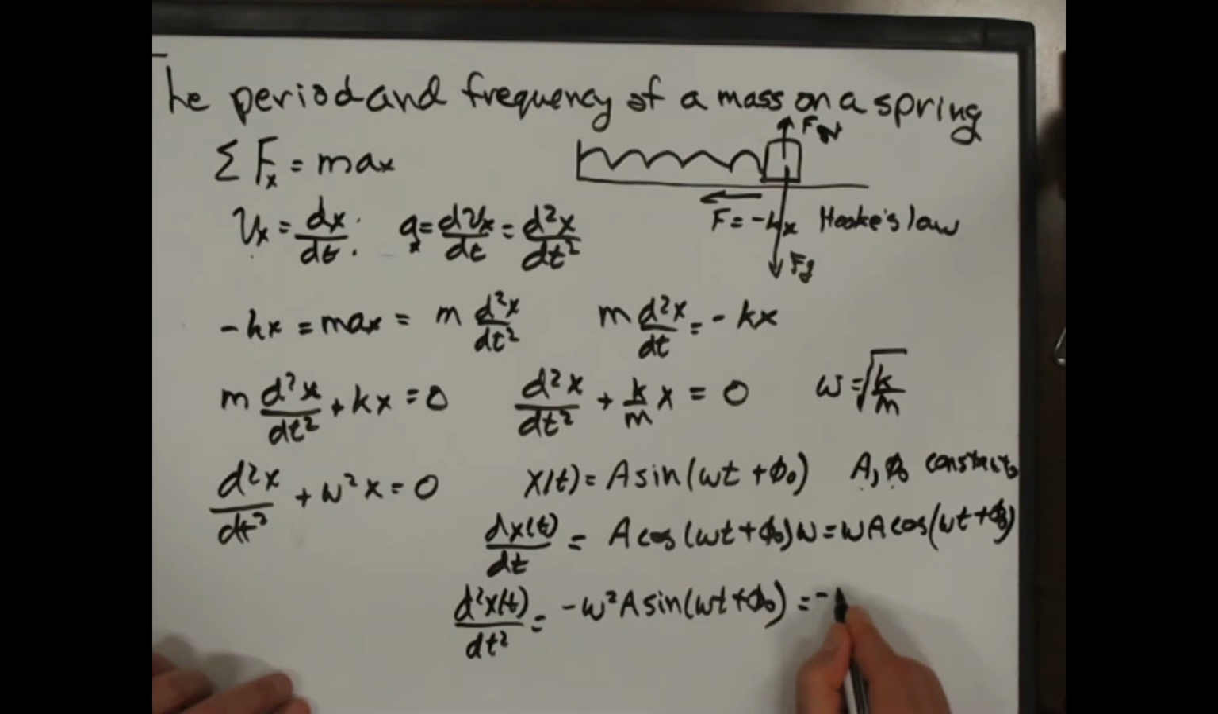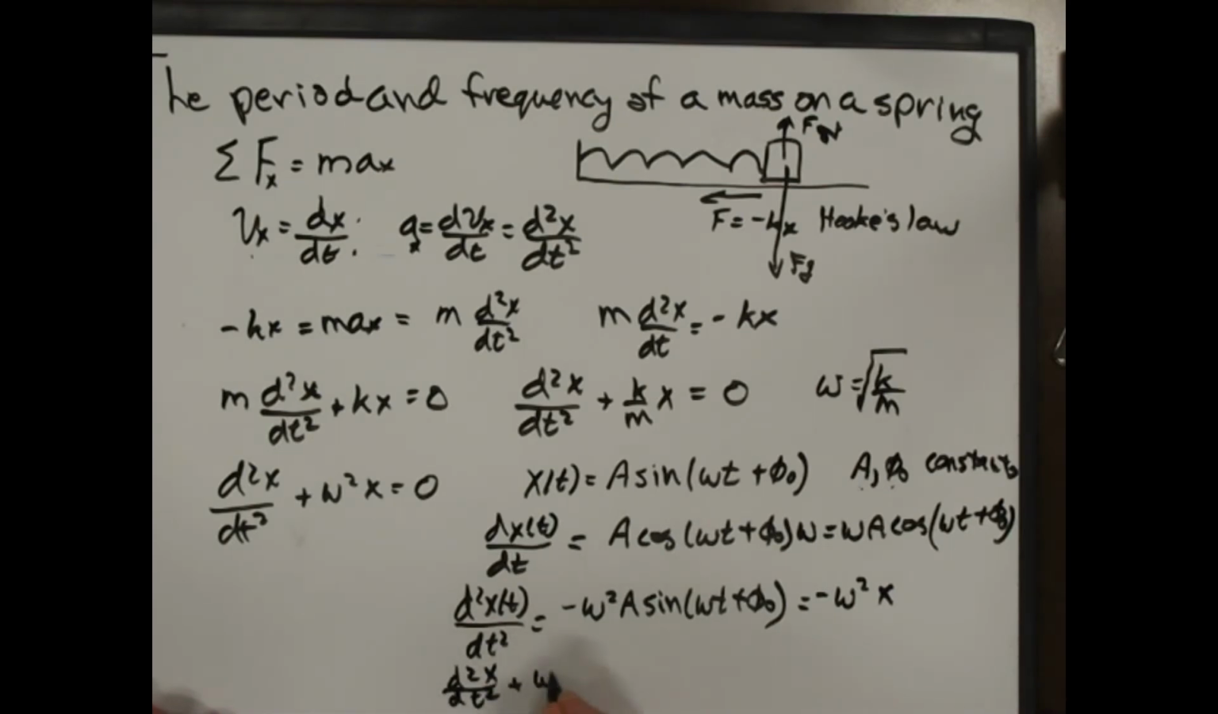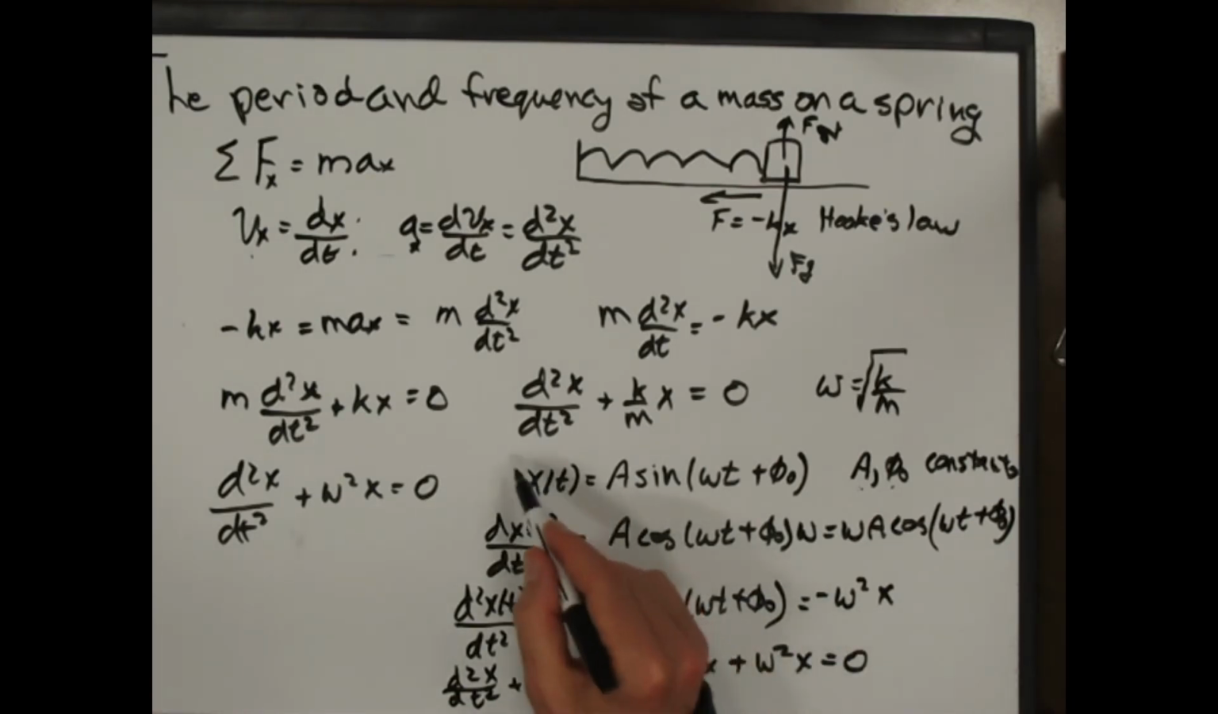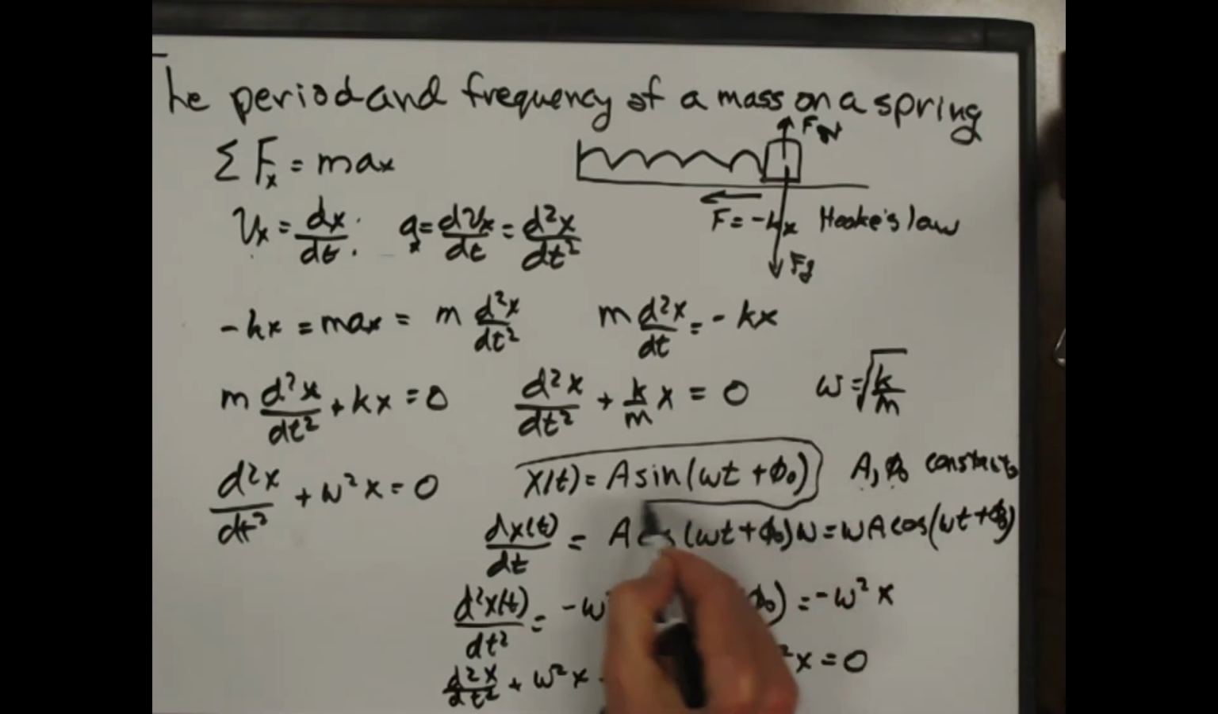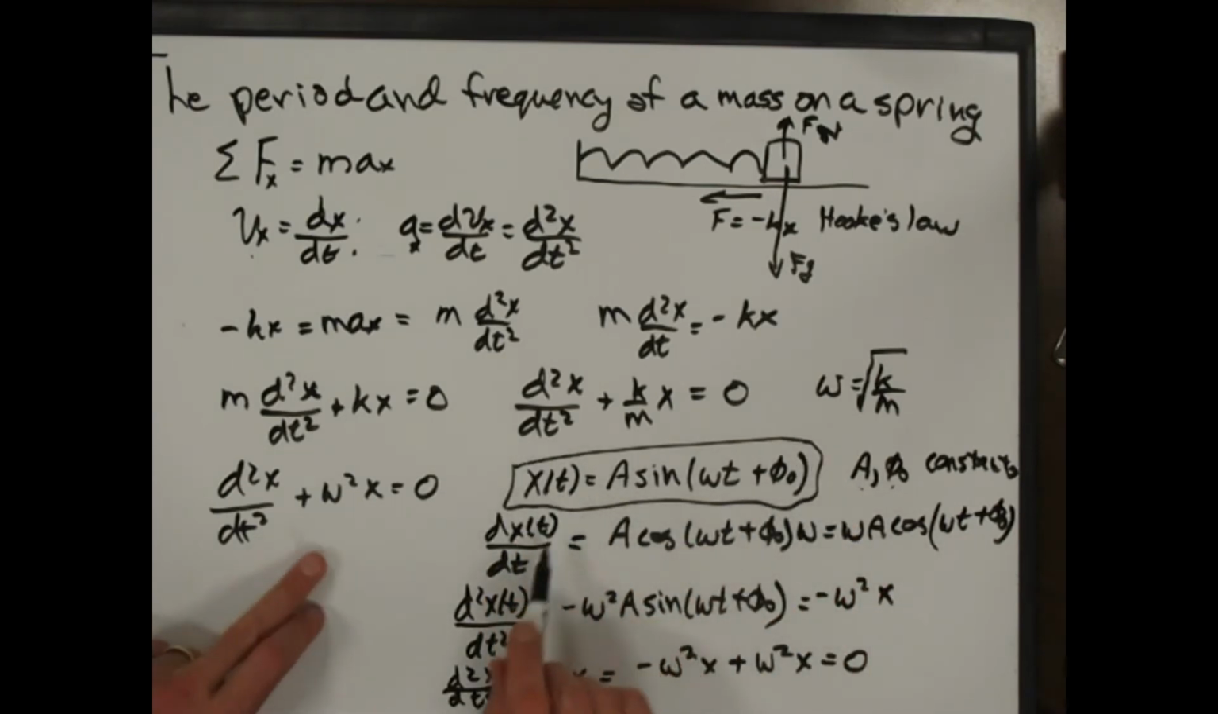That's equal to minus omega squared x, because x is A sine of omega t plus phi naught. And so this means that d squared x dt squared plus omega squared x is equal to minus omega squared x plus omega squared x, which is 0, which verifies that this function solves this equation.